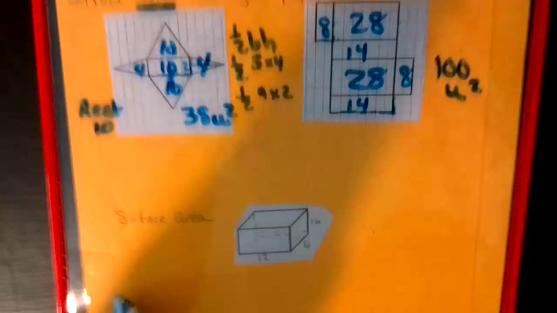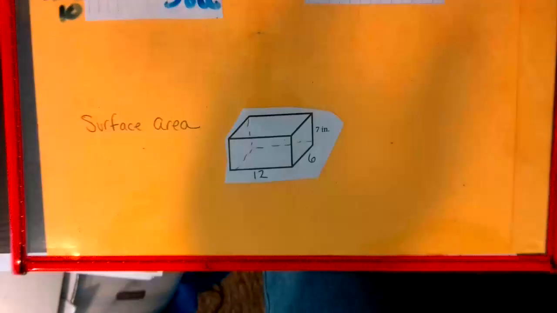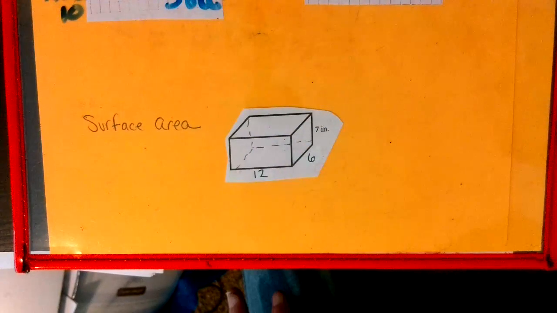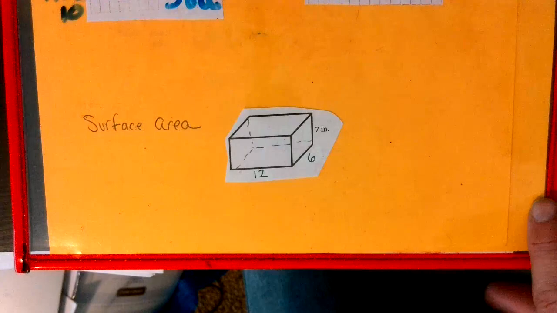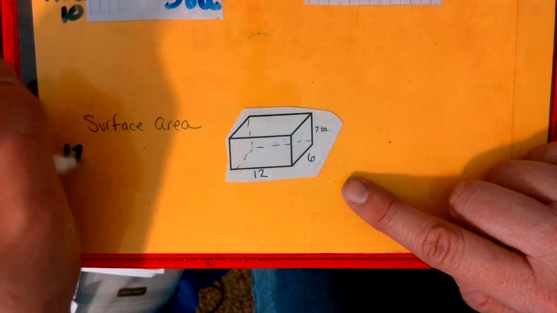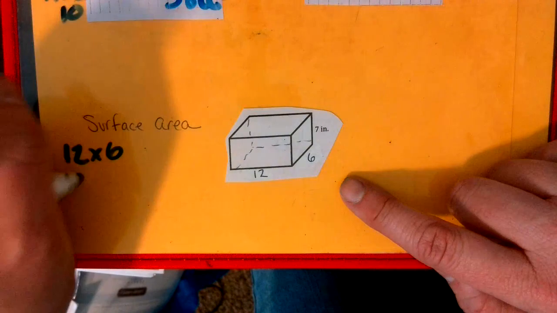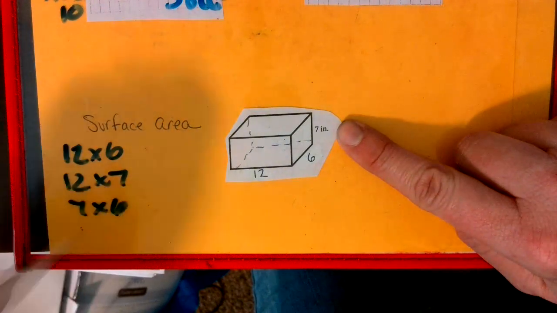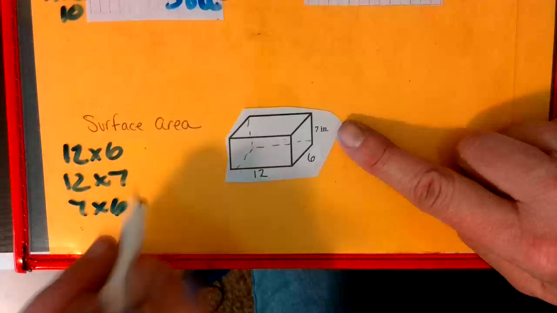All right, looking at surface area when it looks like this. Surface area has its own formula. Not going to teach you the formula right now. I'm going to teach you a faster method to the formula. So you look to see who can play. So the 12 can play with the 6. The 12 can play with the 7. The 7 can play with the 6. That's all that can play together.